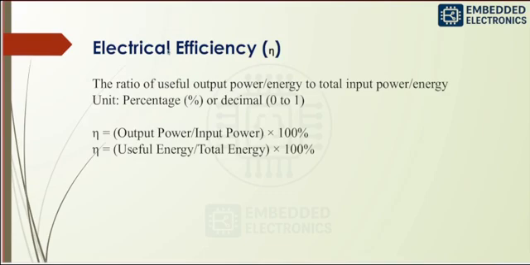Next is the electrical efficiency. It is the ratio of useful output power or energy to the total input power or energy. The unit is percentage, okay. It can be represented using the symbol beta. The formula of efficiency is output power divided by input power into 100%. It can also be written like this: useful energy by total energy into 100%.